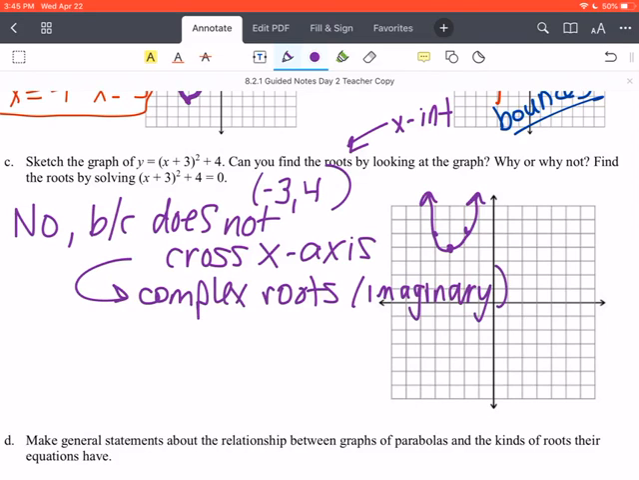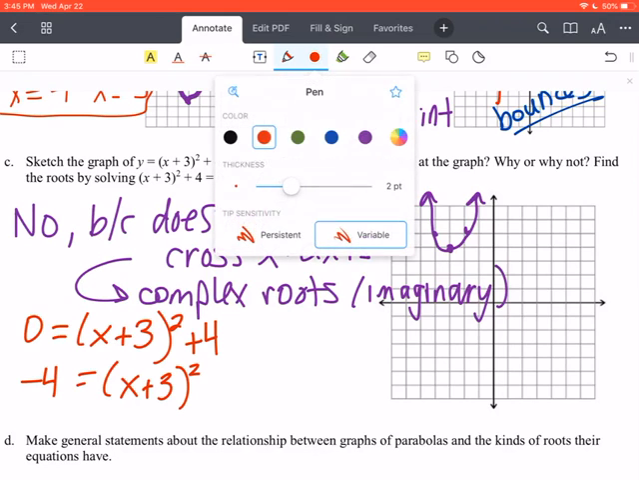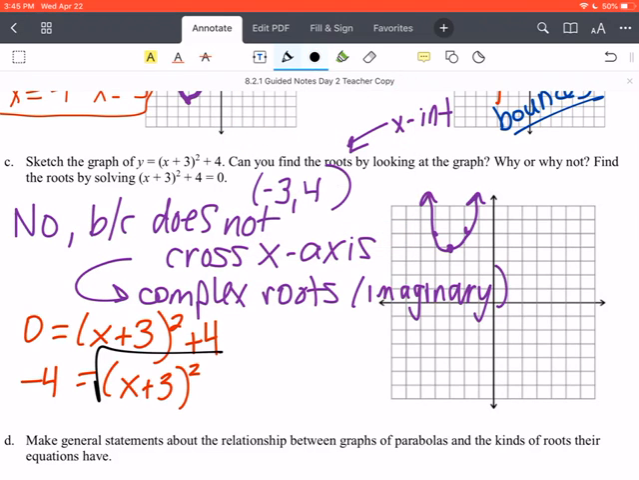Okay, so let's go ahead and solve. We have 0 equals quantity x plus 3 squared plus 4. We subtract our 4 over, and then we get ready to take the square root. And when we square root both sides, we see that we are rooting a negative. So we get the root of -4. What should we put out front? Plus or minus. So plus or minus the square root of -4 is equivalent to x plus 3.